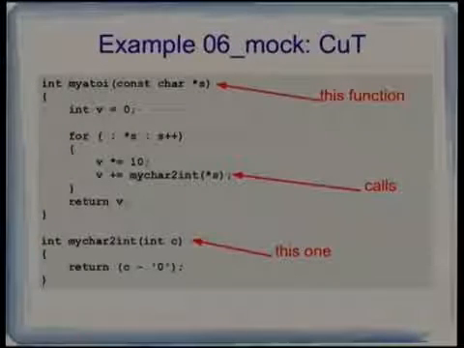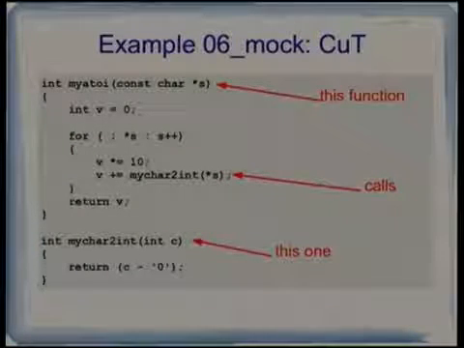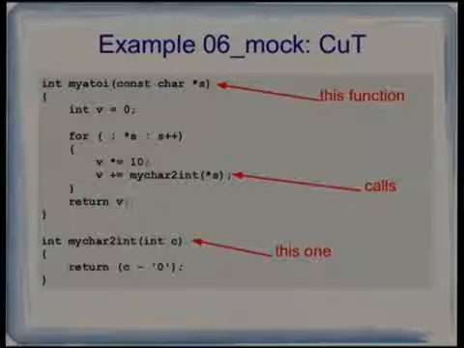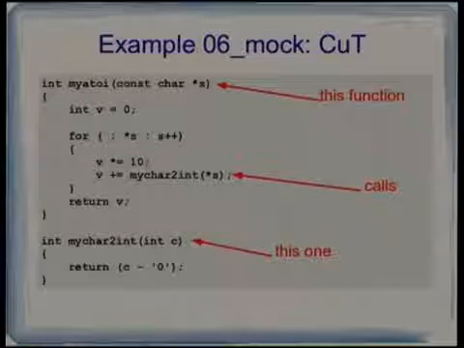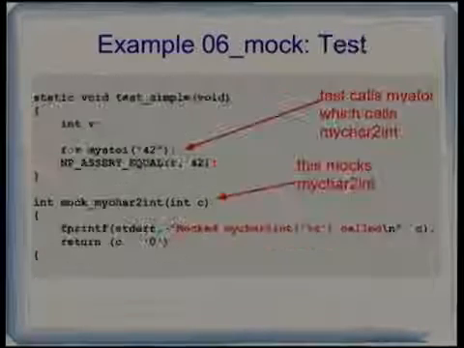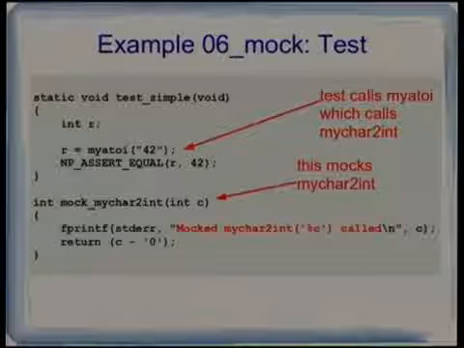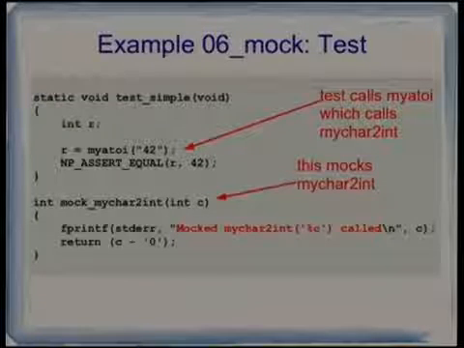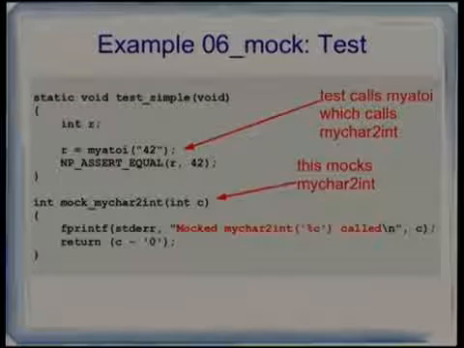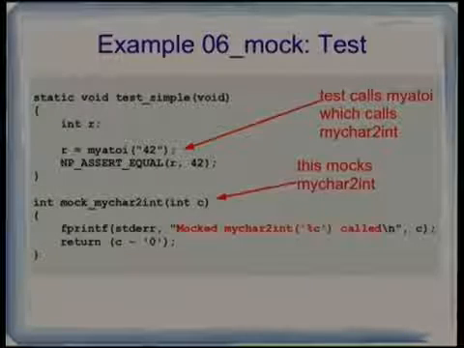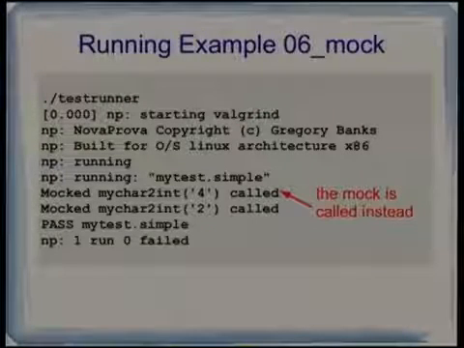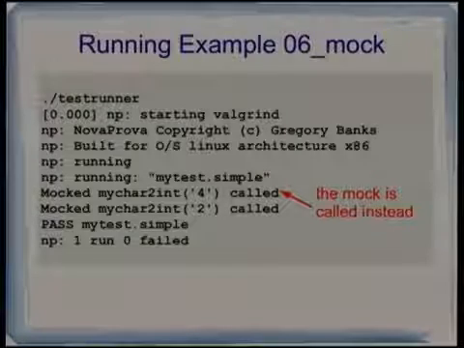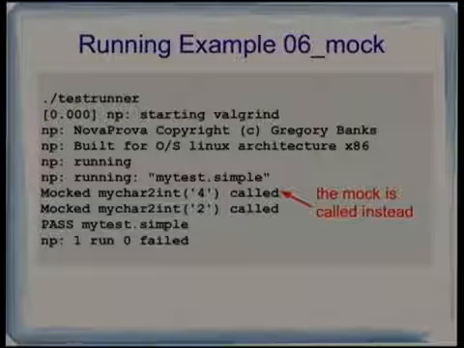Okay, so there's an example here. I have my atoi, an incredibly buggy implementation of atoi, which calls my char to int, which is here. And what I want to do is, in my test, I want to say this thing gets called instead of the real my char to int. And it's going to print a message, and then actually in this case simulate the exact behaviour of my char to int. And this is what happens when you run. So you're running the test, the mocked function got called, the mock function got called, and then we passed.